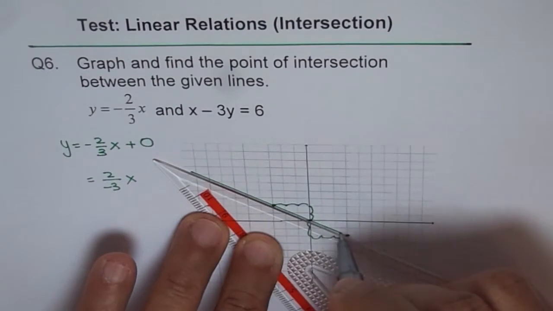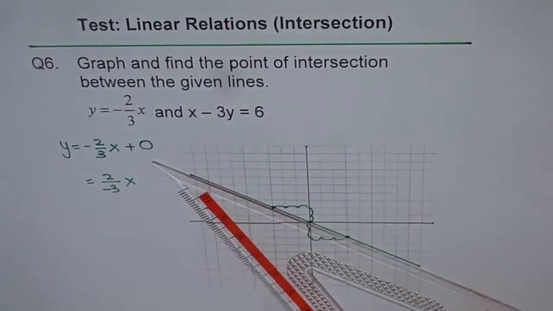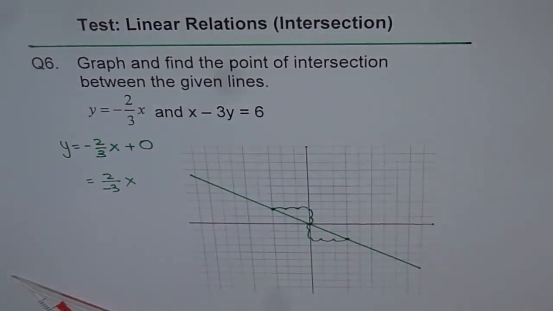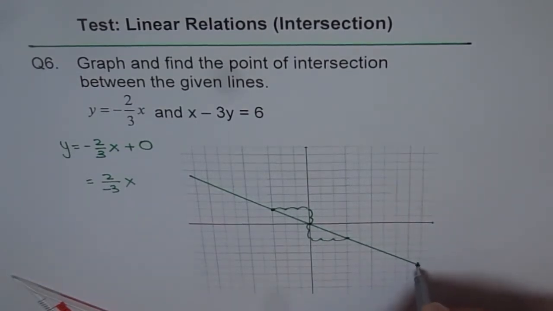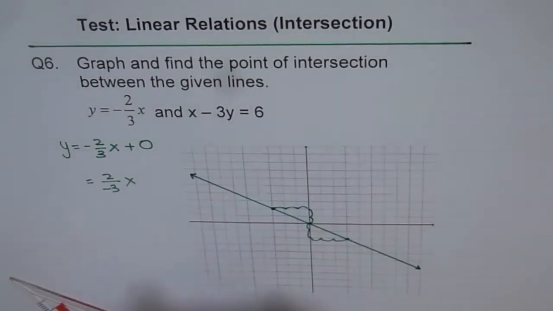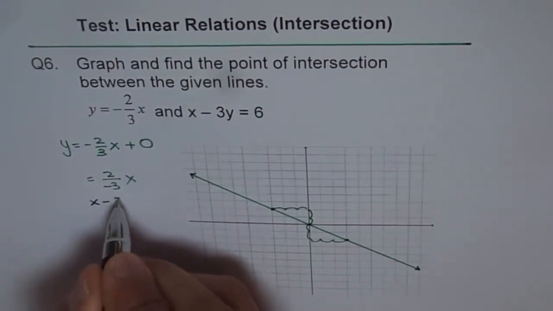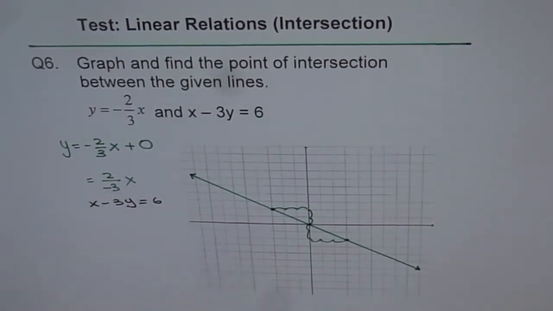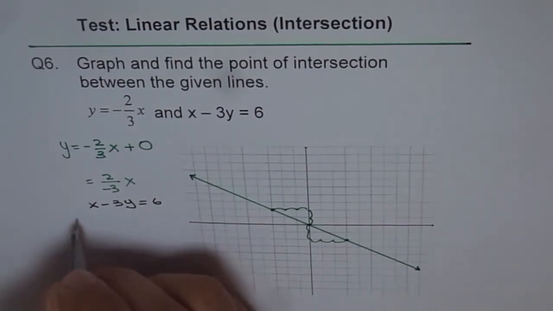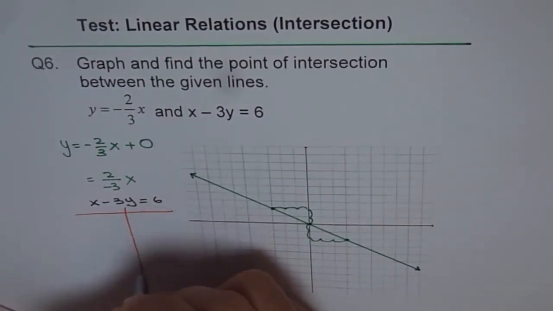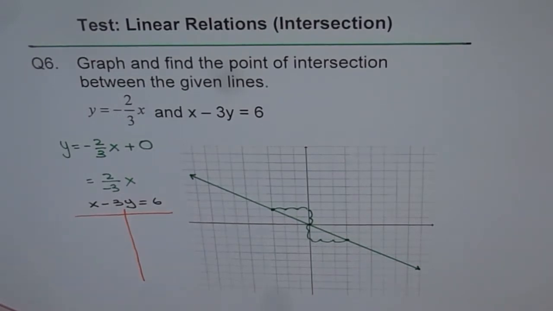Remember, graphical solutions may not always give you accurate results. Sometimes we may get some fractions which are very difficult to read, correct? So that's fine. That kind of error is acceptable when we are finding a graphical solution. Now let's look into the second line, which is x minus 3y equals to 6. If I have x minus 3y equals to 6, which method should I adopt to graph this line? I guess it is intercepts.